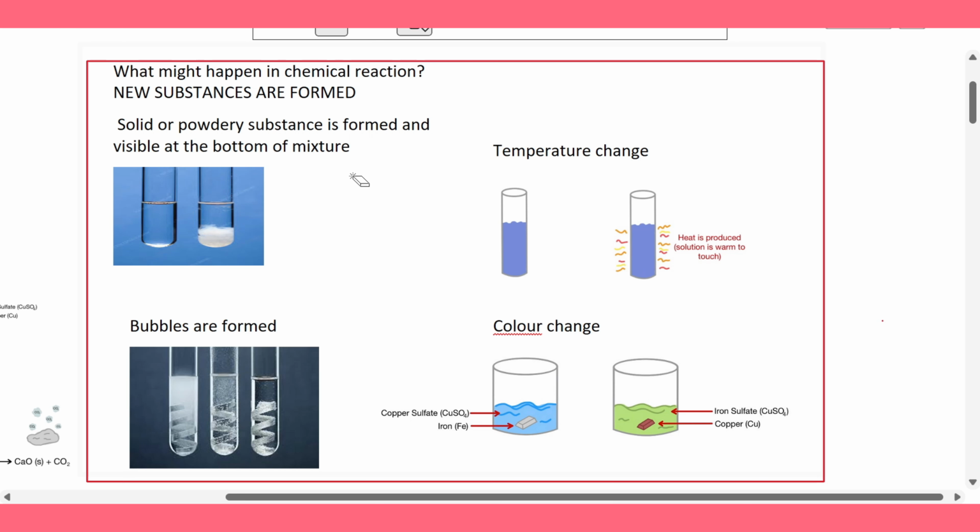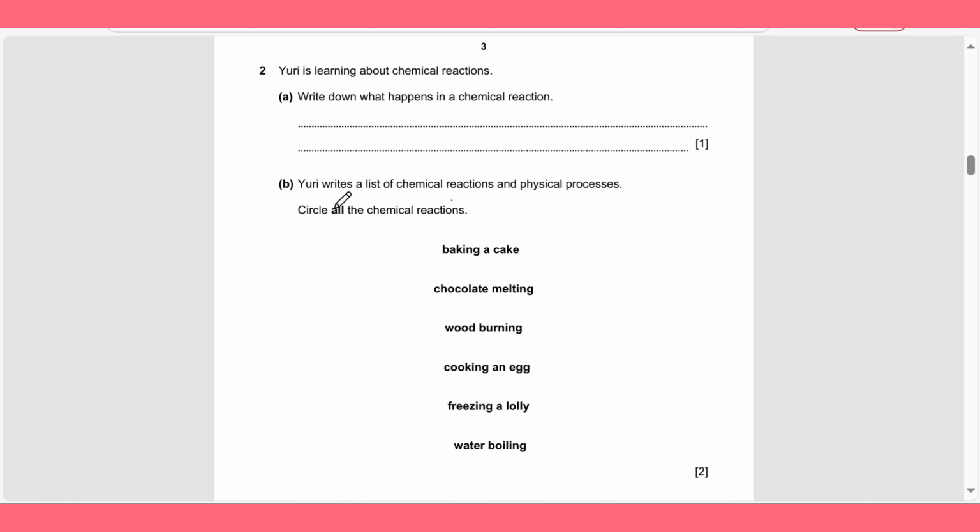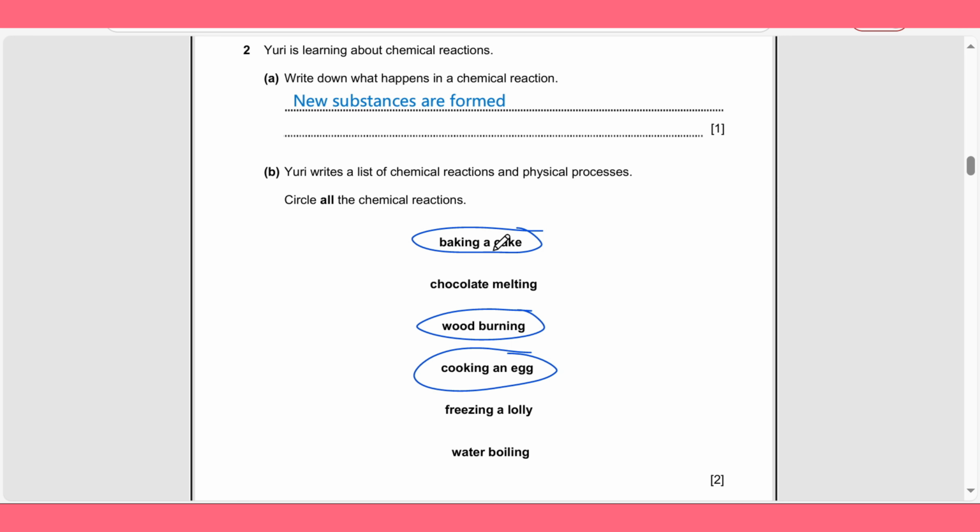Let's move on. Okay guys, now number 2b. You memorize a list of chemical reactions and physical processes. Circle all the chemical reactions: baking a cake, chocolate melting, wood burning, cooking an egg, freezing a lolly, water boiling. You got your answer, guys? Let's check out. If you need some more time, please pause this video. Okay, the answer is baking a cake, wood burning, cooking an egg.